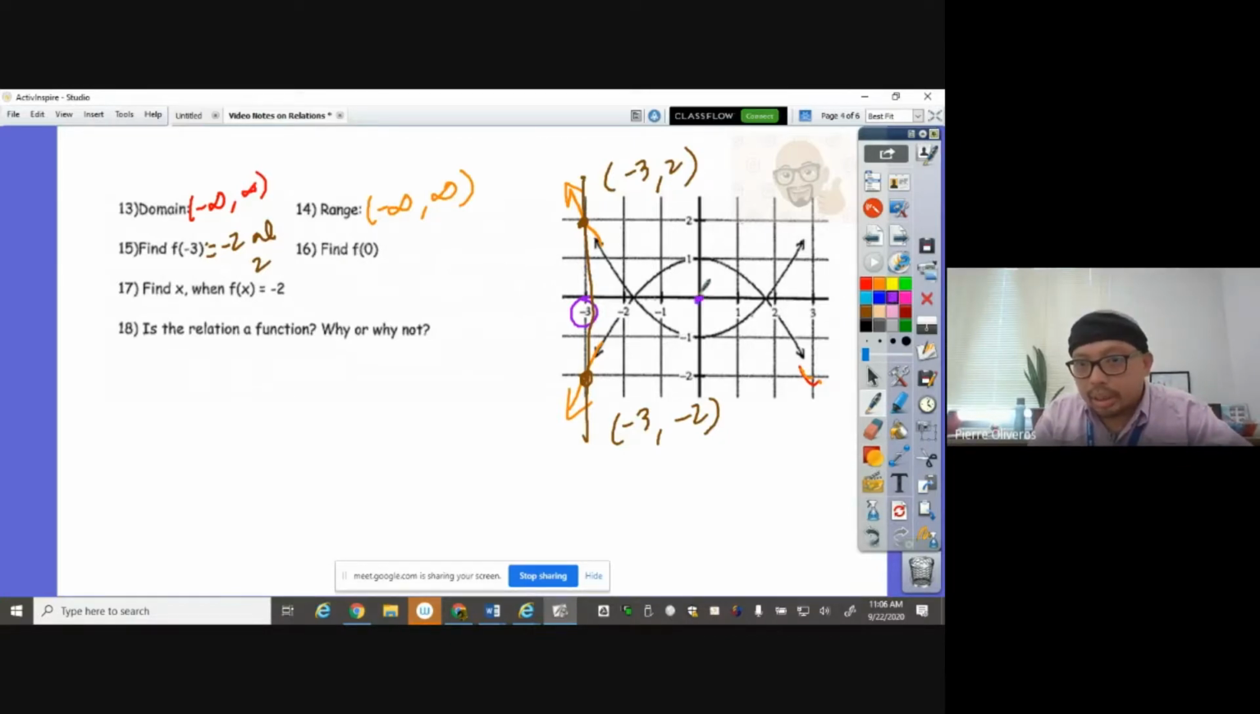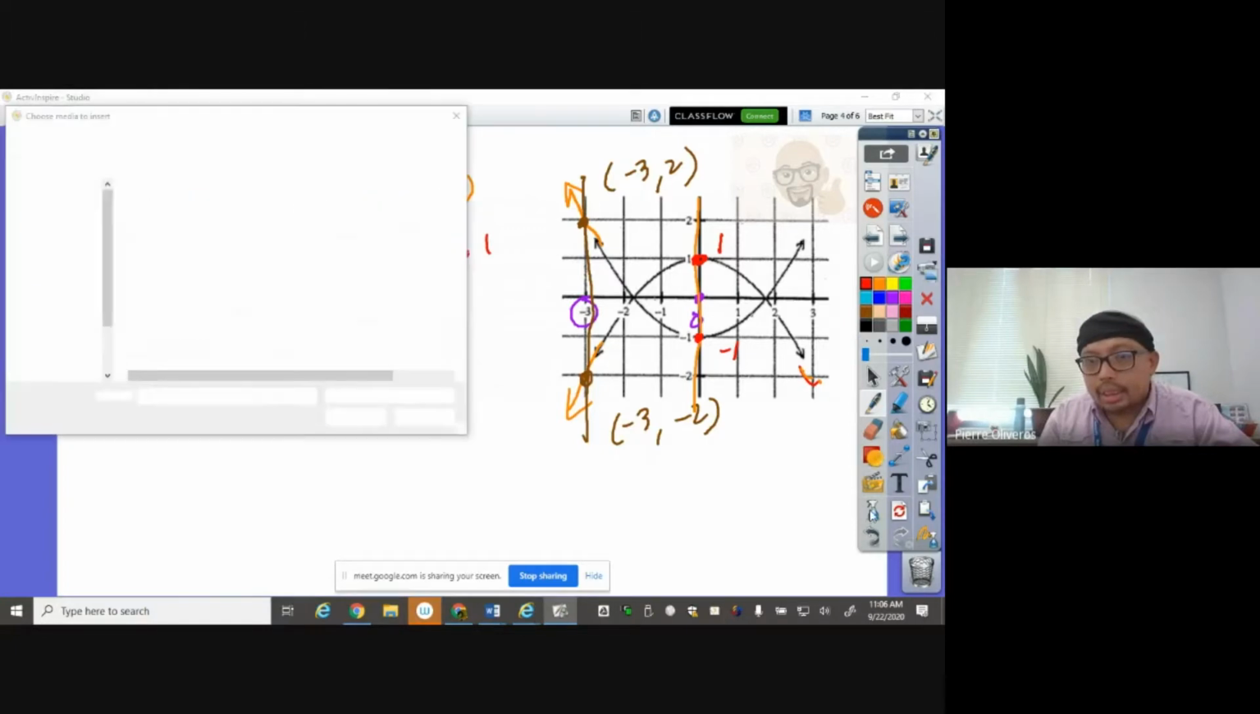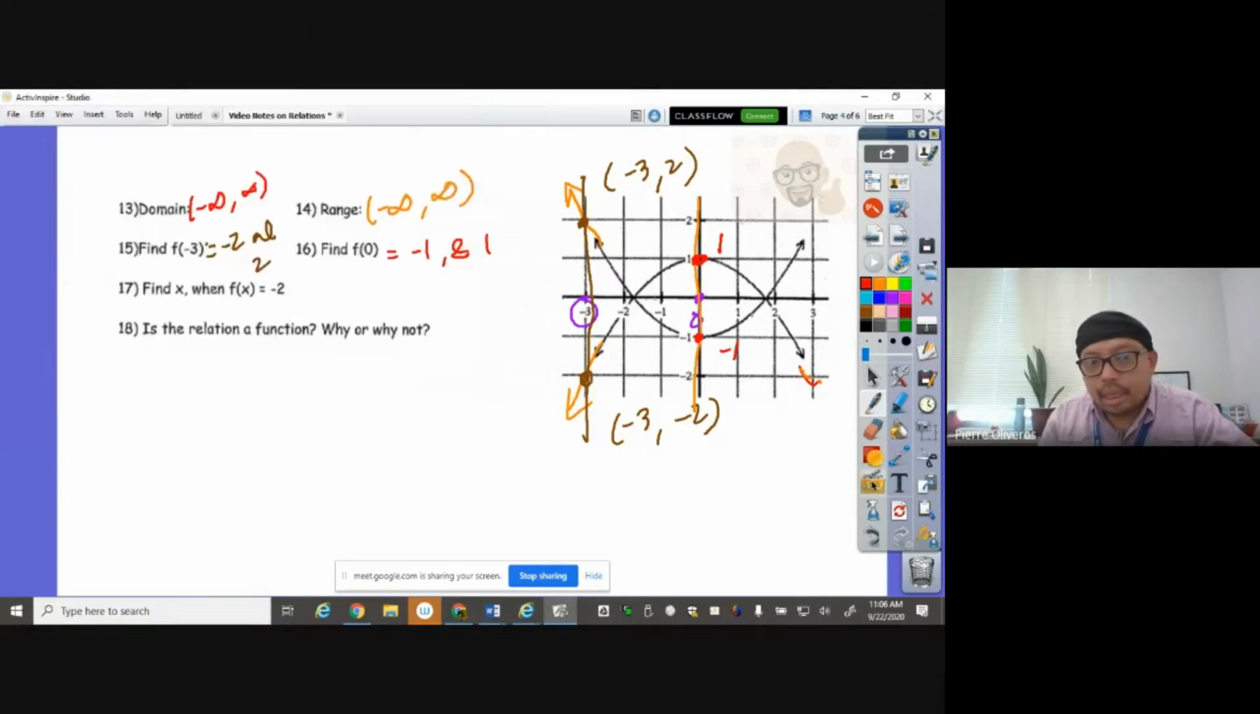Okay. Next, find f of 0. 0 is right here. This is 0 on the x. So let's draw a vertical line here, and it crosses 2 points. This point here, which is at 1, and here at negative 1. So the answer here is negative 1 and 1. Okay.